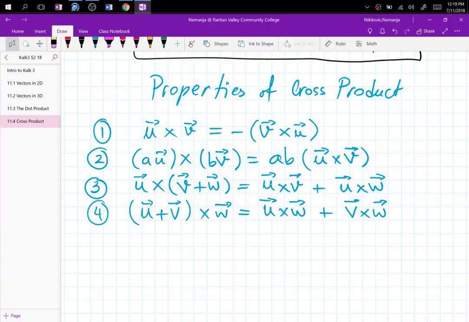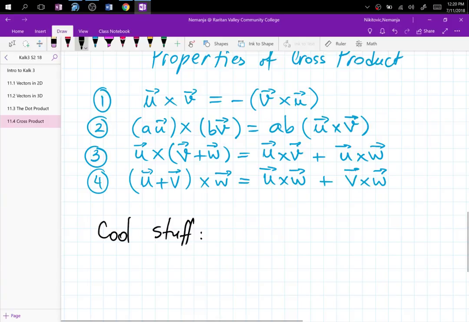Cool stuff. I cross J is equal to what? So we have 1, 0, 0 cross with 0, 1, 0, which gives us IJK, 0, 0, 1, 0, and that will give you K. And then you can play with the other ones.